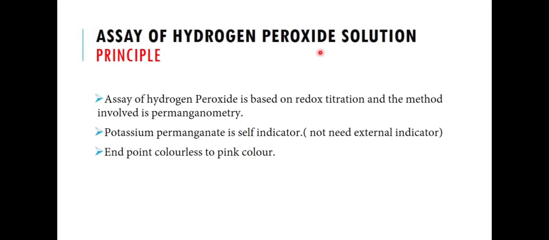The next we are going to discuss is the assay of hydrogen peroxide solution. It is assayed by permanganometric titration; the reaction is based on redox titration. What is meant by redox titration? Oxidation reduction titration is called redox titration. Here potassium permanganate itself acts as a self indicator. That means there is no need for an external indicator. The endpoint is colorless to pink color.